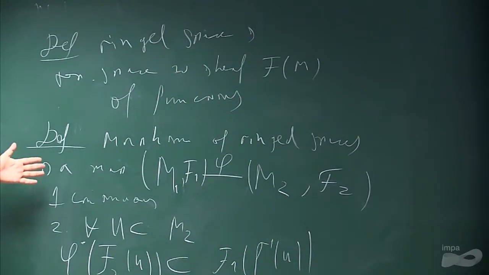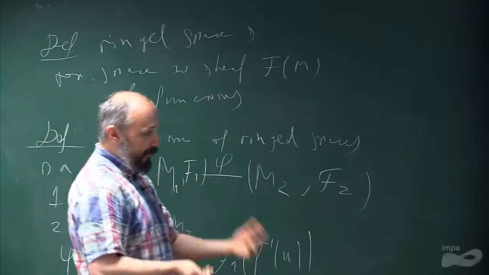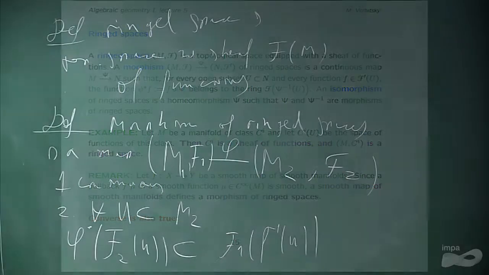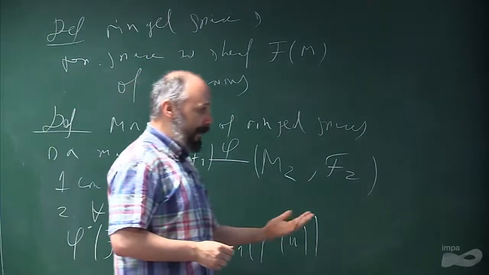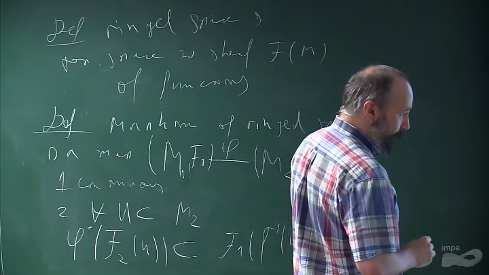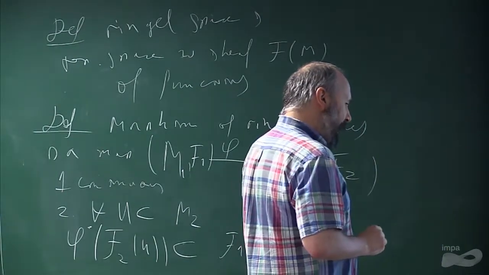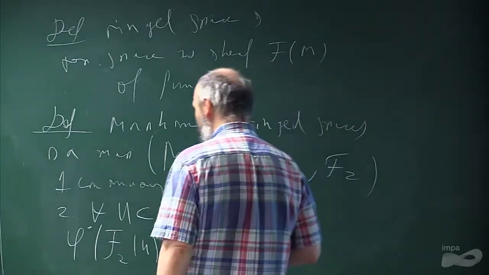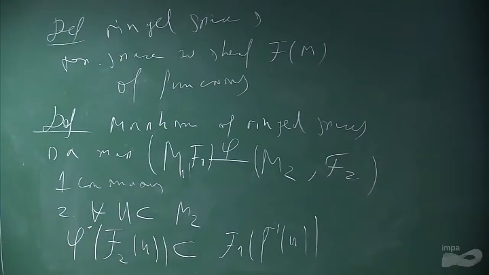I mean, for instance, we want to have a smooth map. What we want about a smooth map? We want that the preimage of a smooth function is smooth. Here we have all continuous. We want the preimage of a continuous function to be continuous. So this is just an abstract version of the same. I mean, I defined a category, but it's almost tautological. Of course, the example is smooth manifolds of any class of smoothness. This is a ringed space.